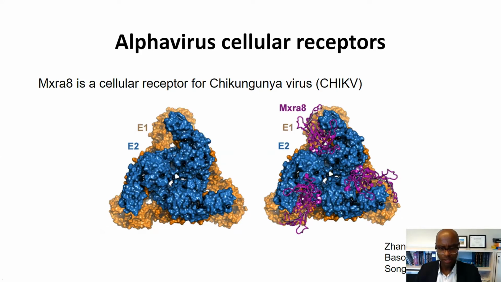In this case, you can see that the E1 protein is shown in orange and the E2 glycoprotein is shown in blue. MXRA8 is the molecule on the right side of the slide that is shown in purple.